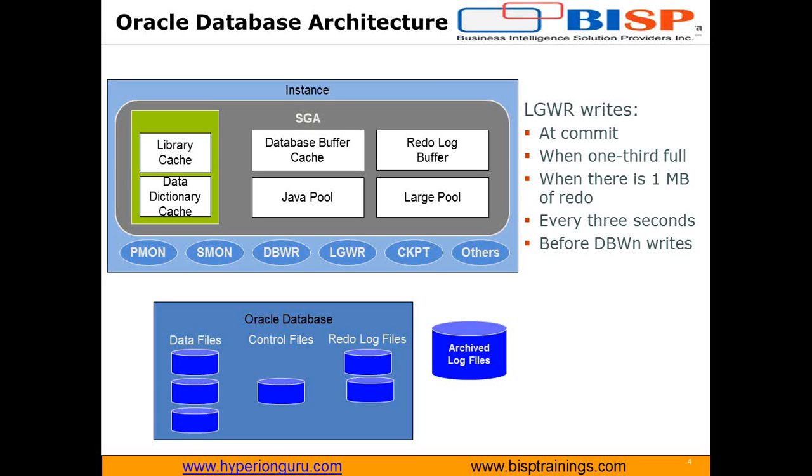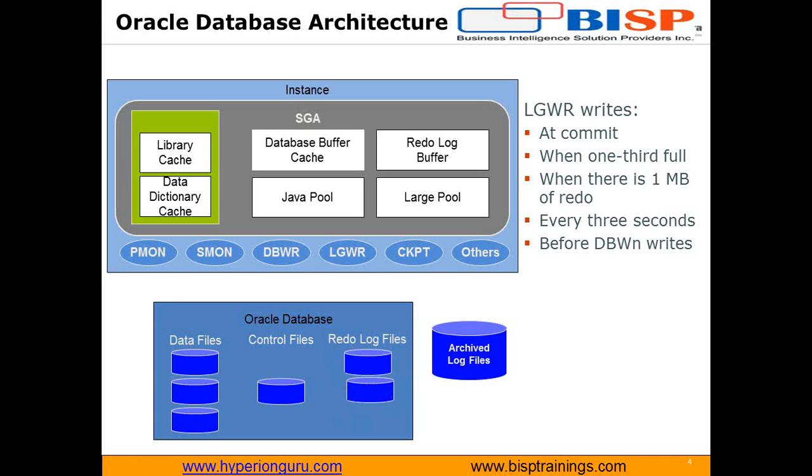Whatever changes you make in the data first go to the redo log buffer, and the LGWR log writer process works in the background and writes those changes to your redo log files, which are part of an Oracle database. An Oracle database has three kinds of files: data files, control files and redo log files. So the changes which you are making to the database come to the redo log file from the redo log buffer. Redo log files are the files which store whatever changes you are making to the database.